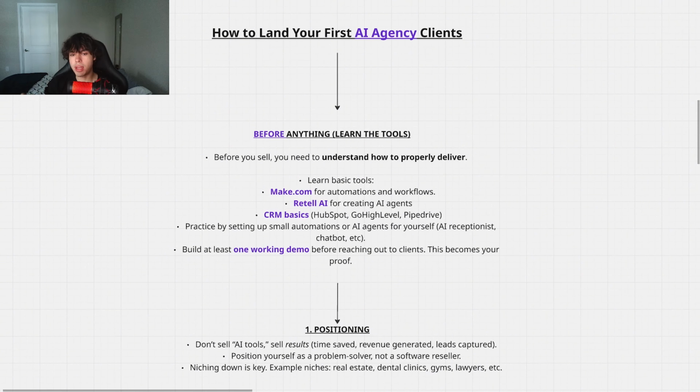Okay, so before you even start selling anything or setting up everything, you need to understand how to properly deliver. And what I mean by this is that you got to learn the basic tools. Some of the tools we're going to be using is going to be make.com, and this is going to help you with the automations and workflows. Another software we're going to be using is Retell AI for creating AI agents. Now, a lot of people say you can use VAPI, and personally, I don't really use VAPI. I use Retell AI myself, so that's exactly what I'm going to recommend.